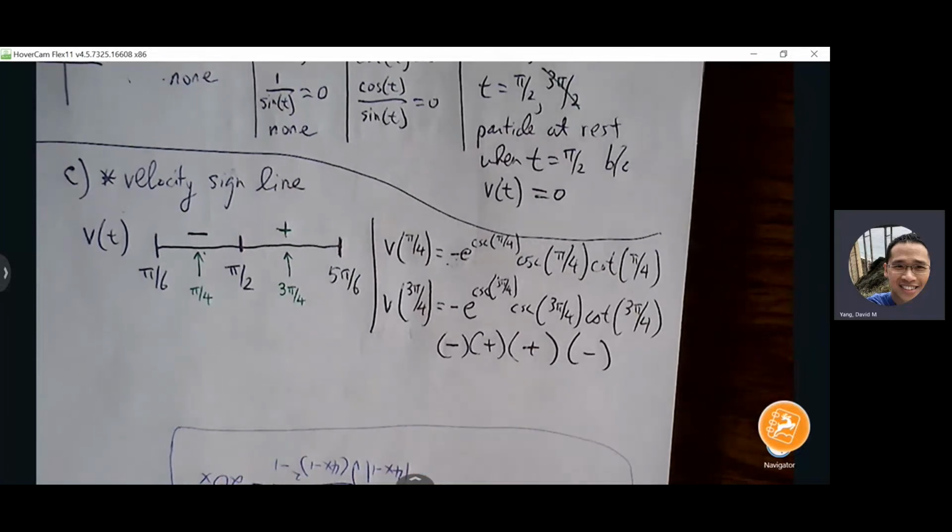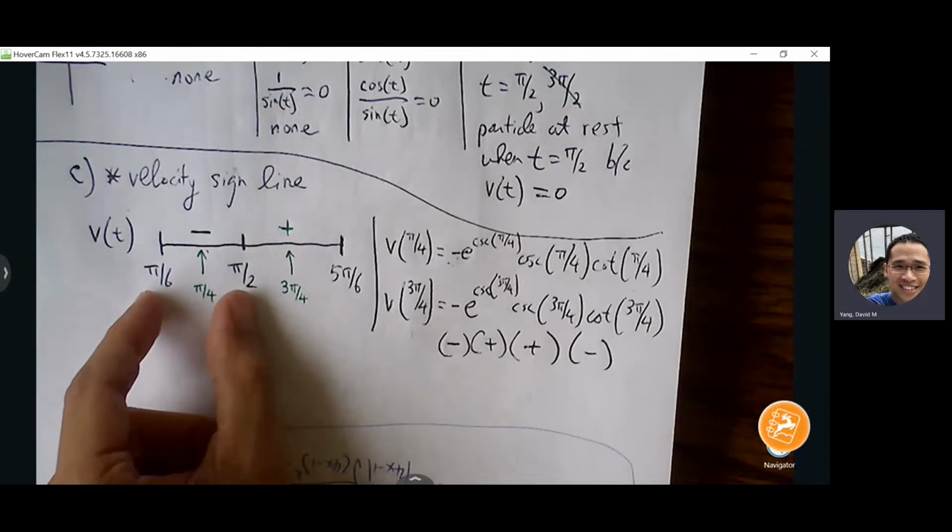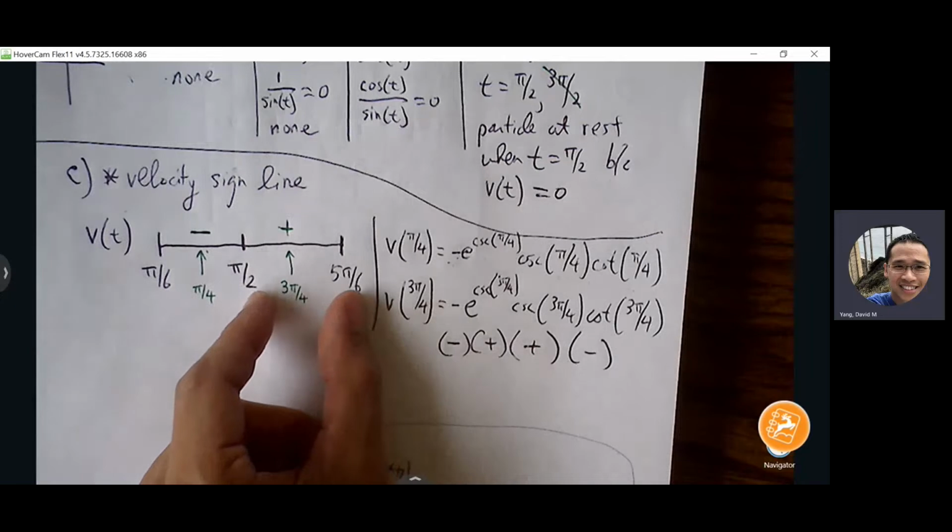Okay, we can make statements now about when the particle is moving left. This interval because velocity is less than 0. Moving right, this interval because v of t is greater than 0.